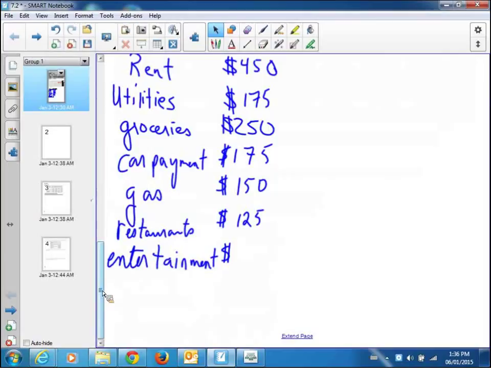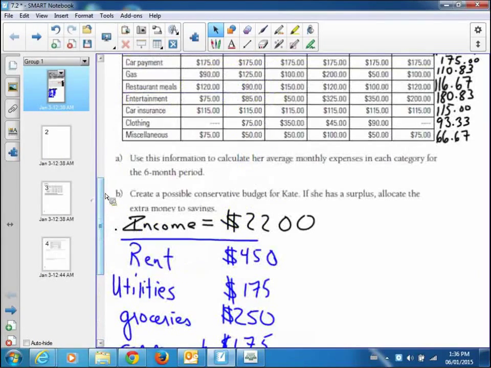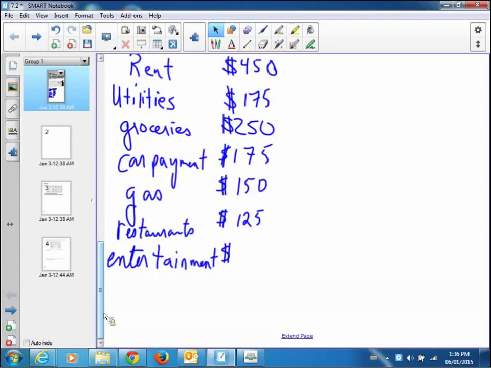Now, entertainment. 200 bucks then, or what do you say? Or are we going 100 bucks? What was the average? I forgot. It was 116, wasn't it? 180. I guess we should bump her up to 200 bucks in our estimates, eh?